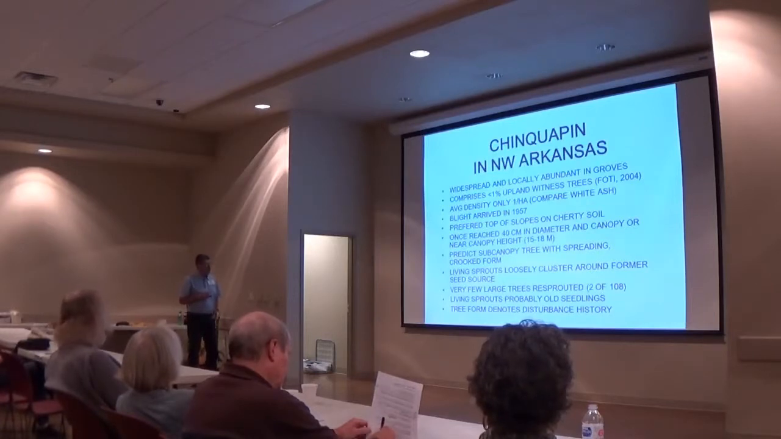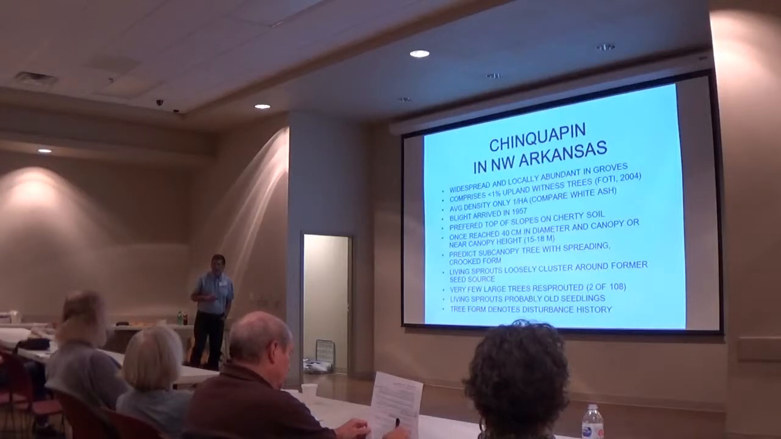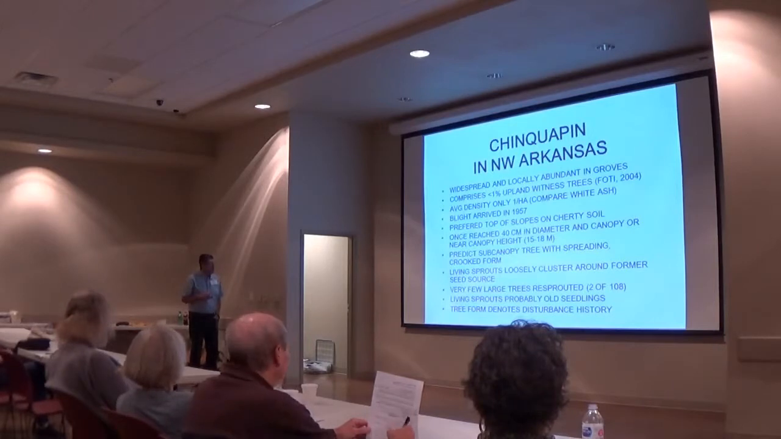Very few of the large trees were sprouted. In the case of this reconstruction, only 2 of 108 were found to have shown any signs of having resprouted after being killed. Living sprouts are probably almost all old seedlings and not associated with the presence of big trees. And the tree form denotes disturbance history.